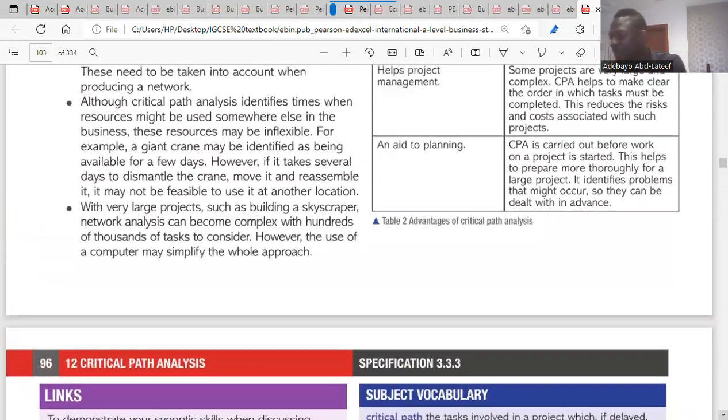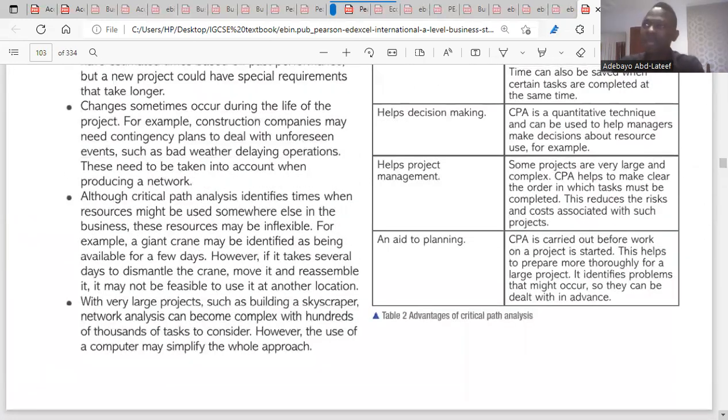So you use critical path analysis to do what? To calculate the time you need to finish up a project. And whenever there's going to be a delay, you use your network analysis to understand the kind of delay that it would be.